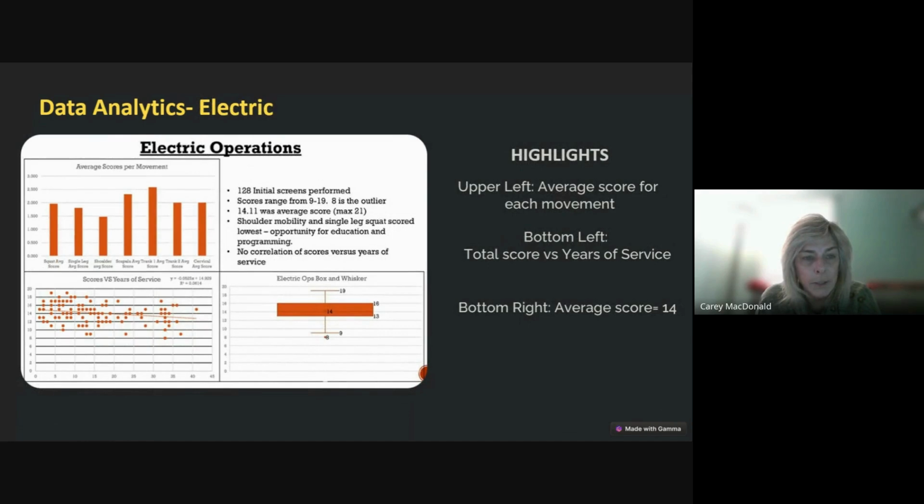And then if you go to the next one, Lexi, this was our electric group. So we had 128 of them. Again, average scores on the left. The lowest one here was the shoulder mobility, and then the single leg dip, which I found kind of interesting with them. Don't really have an explanation for it yet. We haven't done much of the data review of that. And their average score also was a 14. And age and years of service and score again was more all over the place than with the gas. So that was kind of interesting. We were trying to see if based on the skills, that would make a difference.